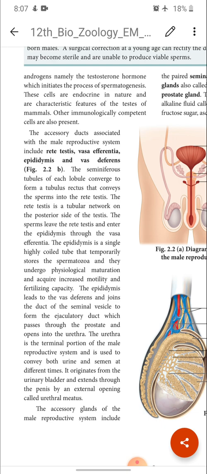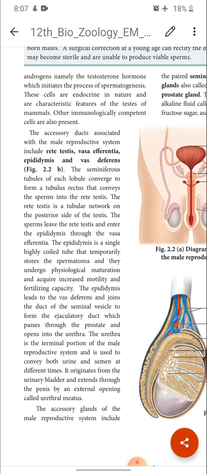So when the epididymis is not present in the male reproductive system, these consequences will not take place, and the sperms become what? Sterile ones. Okay, they lose their fertilizing capacity. So it is a very important concept. Please note it down, children, as a 2 mark question: What is epididymis and what is its main function?